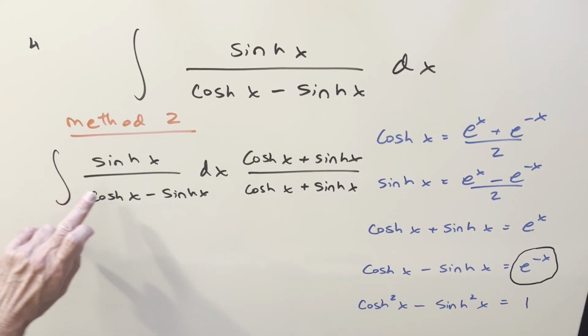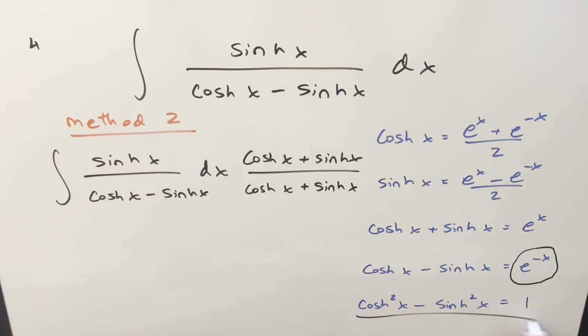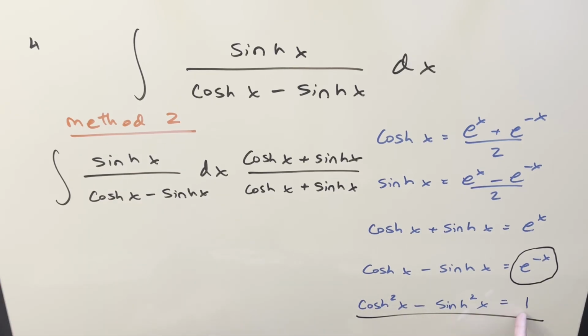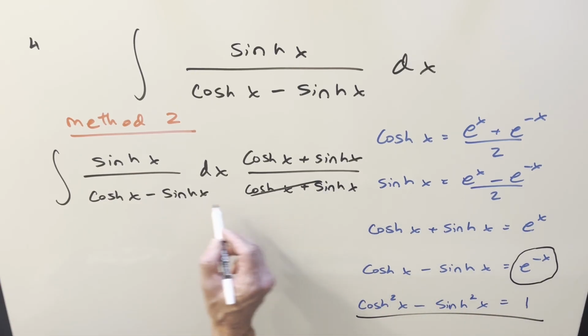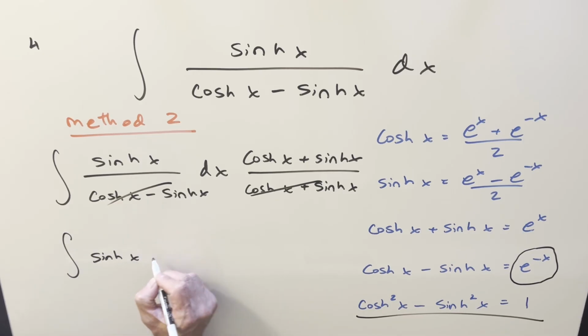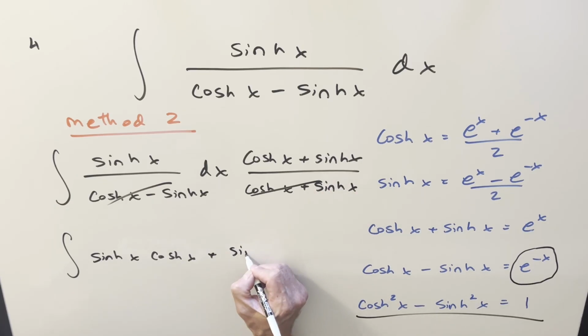Okay, method number 2, we're just multiplying in the conjugate here, multiplying by 1 over here on the right, but I snuck in another identity, this thing at the bottom, because when we multiply the conjugate, we're going to get a difference of 2 squares. It's going to look like this, but that's just 1. So essentially, that's going to just cancel with that, and what we're left with is going to be sinh x cosh x plus sinh squared x.